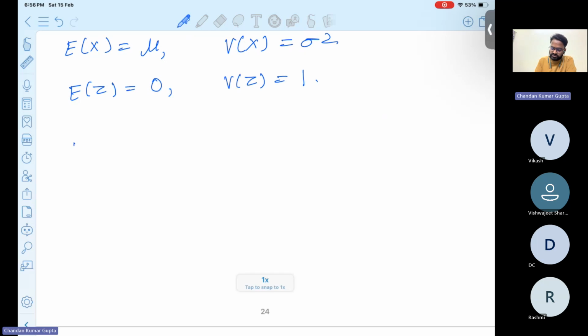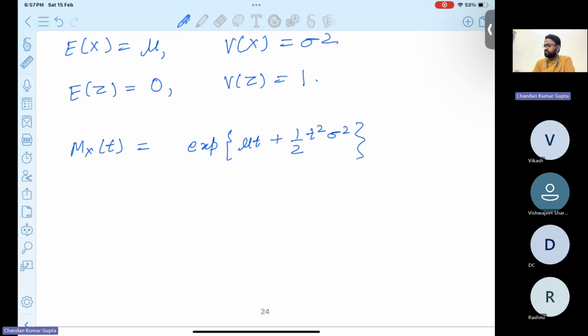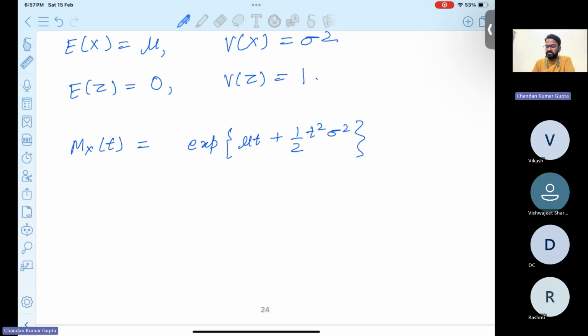Expectation, variance. Now the MGF M_X(t) is also there. For the normal distribution with mean mu and variance sigma square, the moment generating function M_X(t) is the exponential of mu t plus half of t squared sigma square. So this is the mean, variance and the moment generating function for the distribution. You can put the values of mu and sigma square as 0 and 1 to find the moment generating function for the standard normal variable.